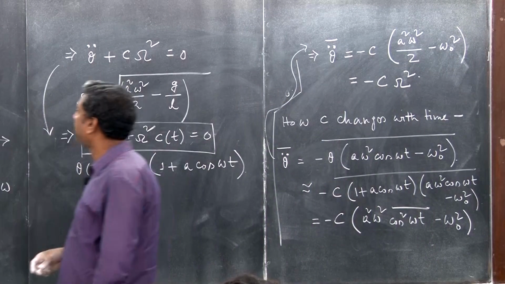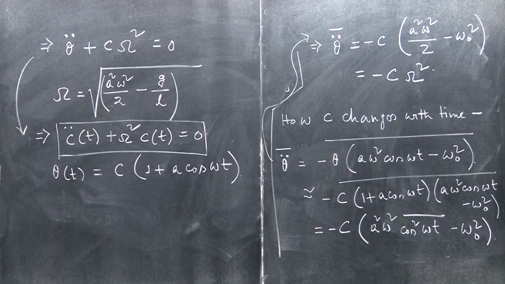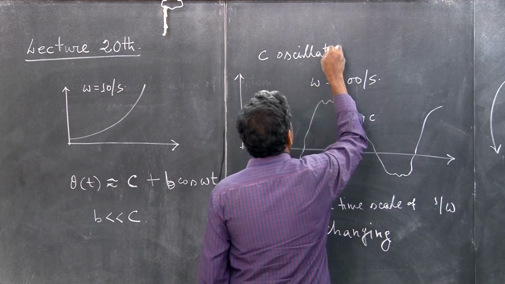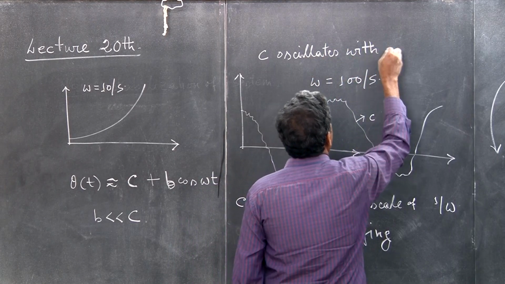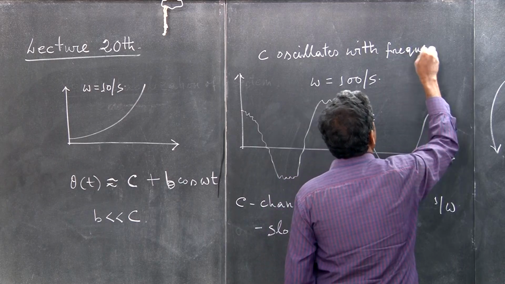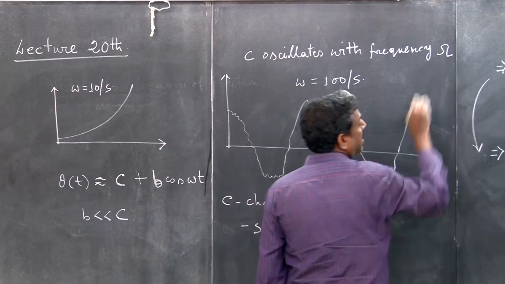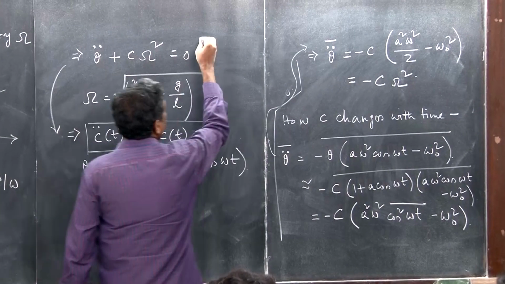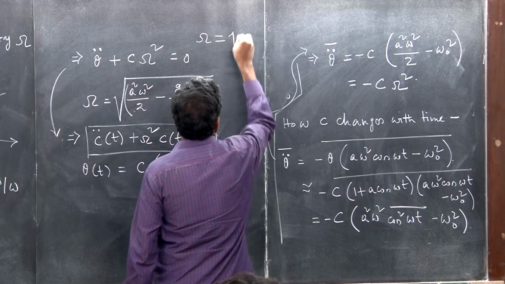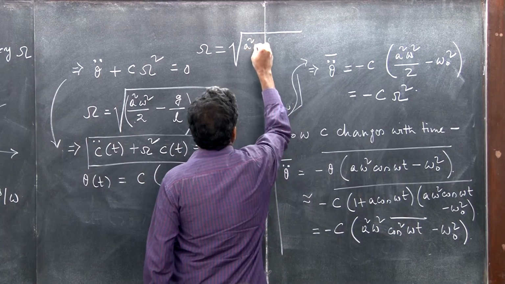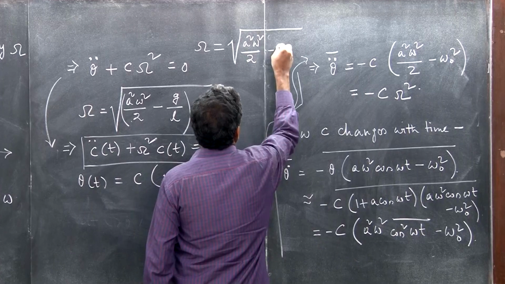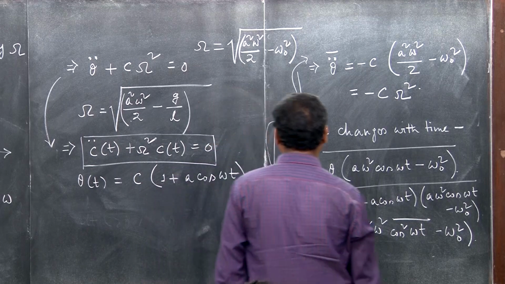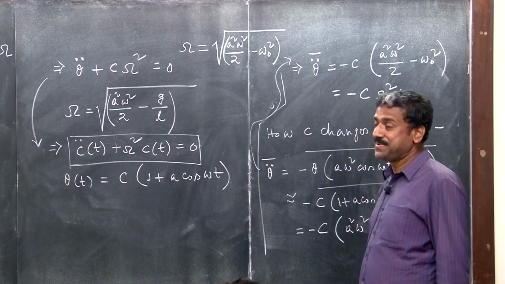So the slowly varying component C oscillates with frequency omega, right? And how is omega defined? Omega is nothing but the root of a squared omega squared upon 2 minus omega 0 squared. Now here you see, from here you can clearly get the condition.